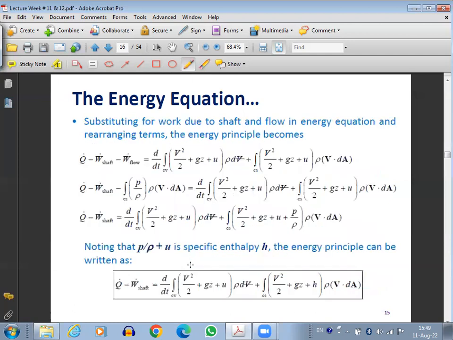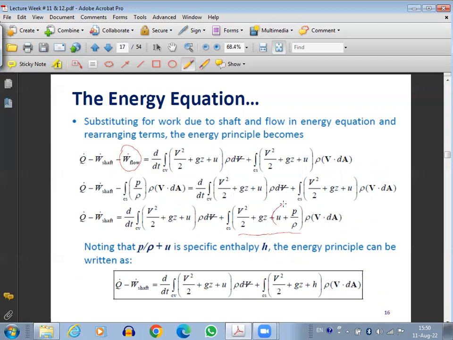So if we substitute it into the main equation, our main equation becomes like this. We'll have Q minus work of shaft minus work of flow equals the rate of change of energy inside the control volume, plus the energy going in and out of the control surface. If we substitute the value of work of flow from the previous equation, it can be added on the other side of the equation, and we can then add them together in the control surface integral.